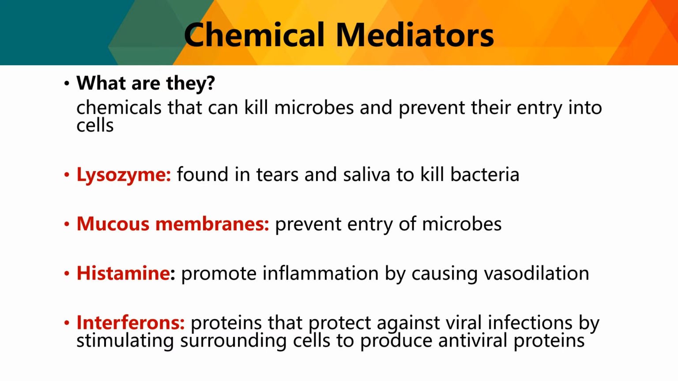Chemical mediators. Chemical mediators are the chemicals that can kill microbes and prevent their entry into the cells. Examples would include lysozymes, which are found in tears and saliva to kill bacteria. You also have your mucous membranes that prevent entry of microbes. You also have the histamine, which promote inflammation by causing vasodilation. And you also have the interferons, which are proteins that protect against viral infections by stimulating surrounding cells to produce antiviral proteins.